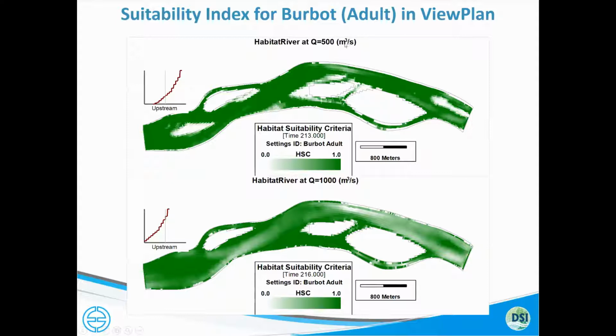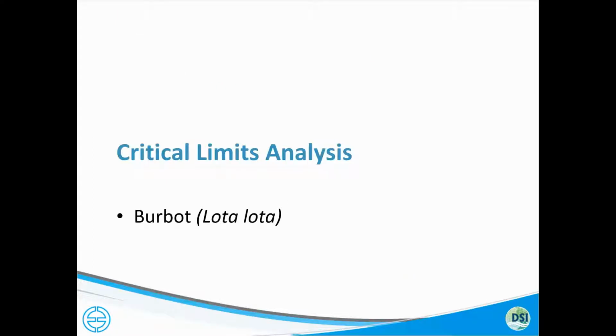So up here on the top panel at 500 cubic meters per second, you can see the distribution of the habitat suitability. But then down here under a higher flow condition, you see areas where it's beginning to lighten up, and that's areas of higher velocity, and so the fish find that area less comfortable, and so they exit that area, and that's why the criteria changes over time. So it just gives you a different way to view that same information.